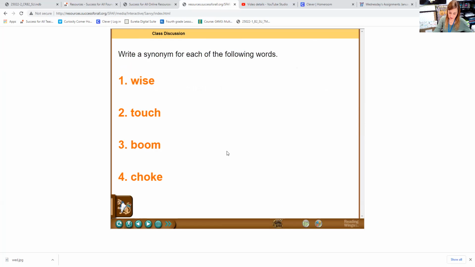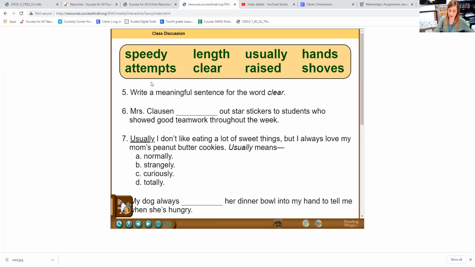Okay, and then you are going to have several questions for your word power section. So you're going to be writing a synonym for each of these words. So you have wise, touch, boom, and choke. And then when you do the next portion of your test, remember you have all of your words. You're only going to use each word one time.